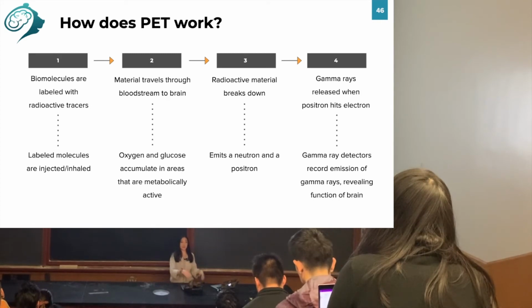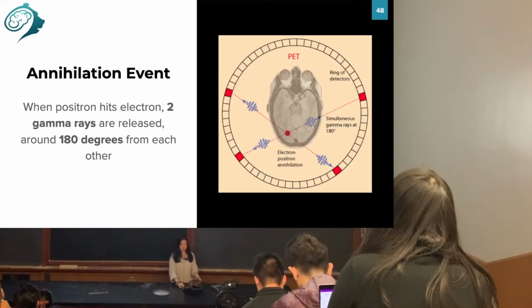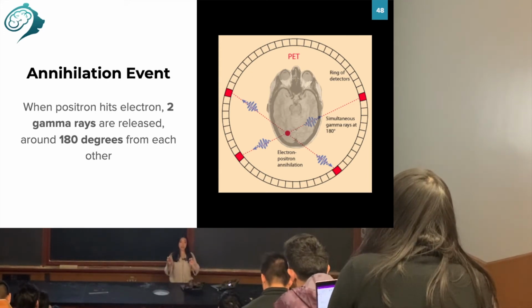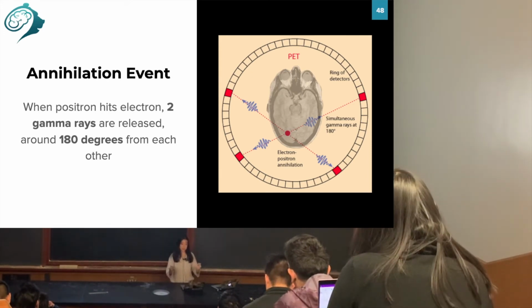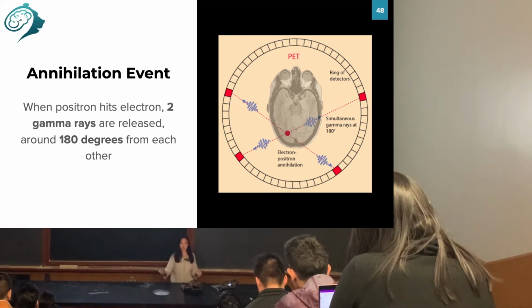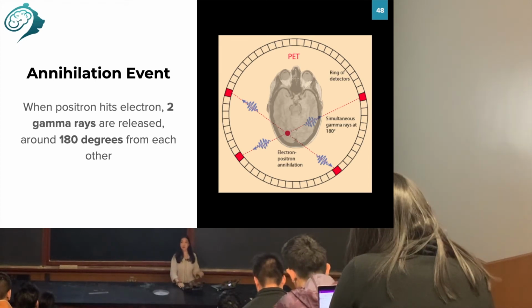So it's not just looking at, oh, this part of the brain lit up. It's because of detecting gamma rays specifically. When gamma rays are released as positrons hit electrons, it's called an annihilation event. This is what releases the gamma rays, generally around 180 degrees from each other. Gamma ray detectors report where these annihilation events are happening, which reveals function of the brain.